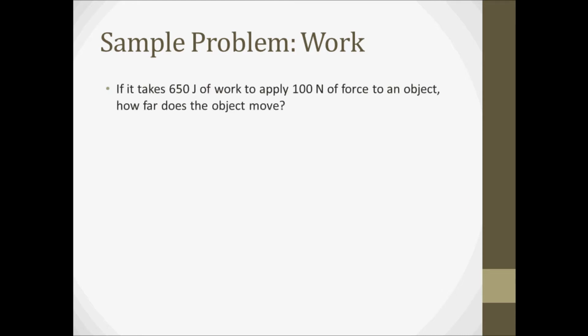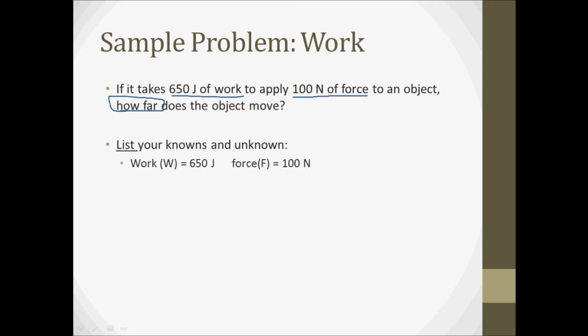One more type of problem you might see is here we have, if it takes 650 joules of work to apply 100 newtons of force to an object, how far does the object move? So we want to use LASSO, starting with listing our knowns and unknowns. We underlined 650 joules of work, and we underlined 100 newtons of force. So that's what we know. And then our unknown is our distance, because how far is a distance? So we need an equation that has all of those pieces in there.